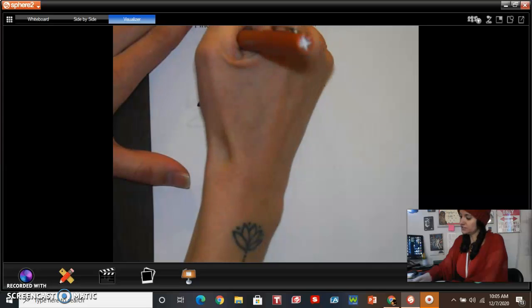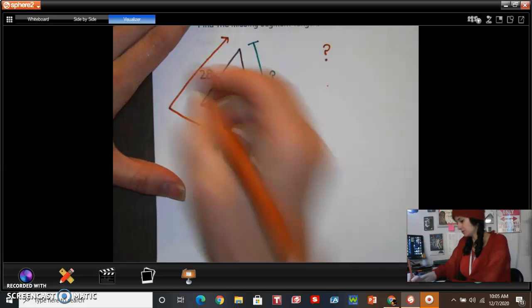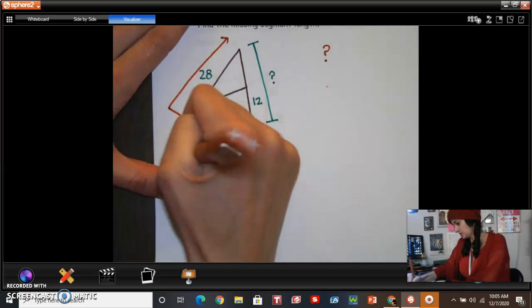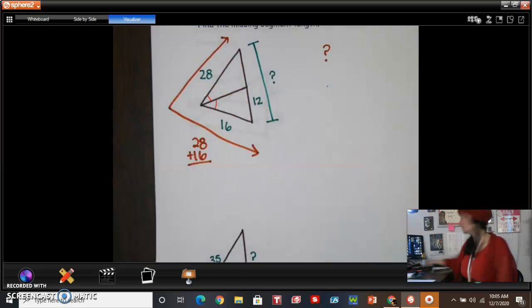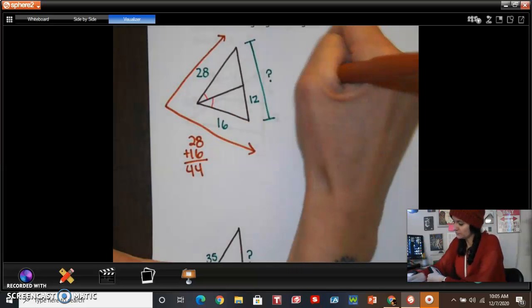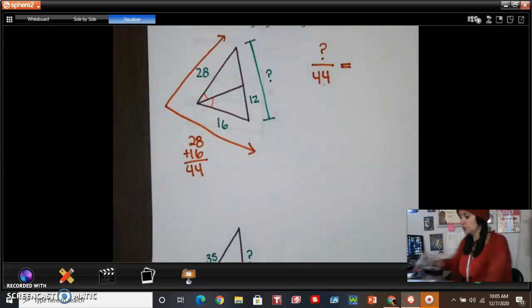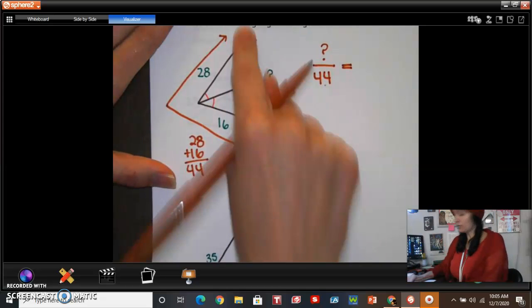So if I wanted to find my entire length going on right here, I'm going to go, okay, 28 plus 16. I'm going to use the calculator, that way I don't mess up on my simple math. Equals 44. So question mark over 44 equals. All right, now I need to see who else is on this end with my question mark. Why 12 is.